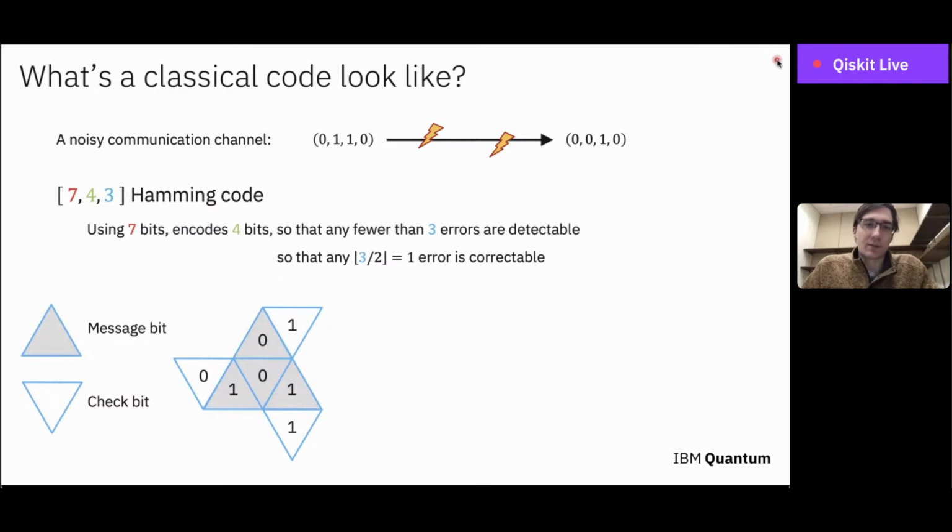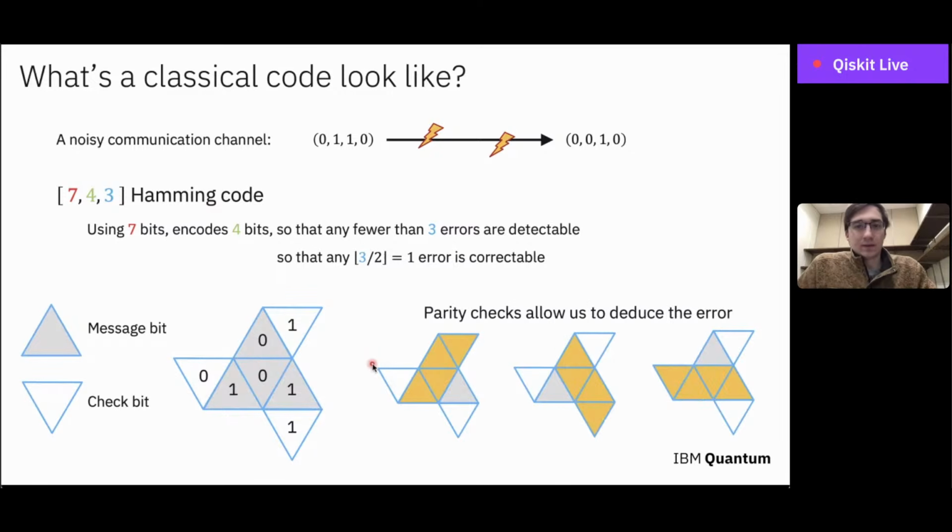So here's what the 7-4-3 Hamming code looks like. And you'll learn as I go through this talk that in error correction, we like to draw pictures a lot. So here's my picture of the 7-4-3 Hamming code. Every triangle here represents a bit, and Alice is going to send all 7 bits to Bob now. So she's encoding her 4 bits in 7 bits. The gray bits are the actual message she wants to send, so 0, 1, 1, 0. And then the white bits are extra check bits to do the error correction.